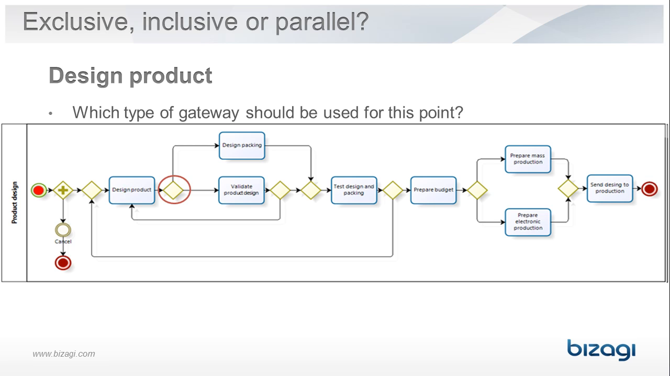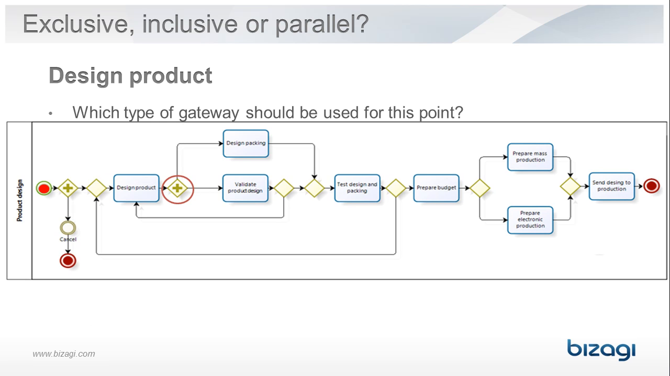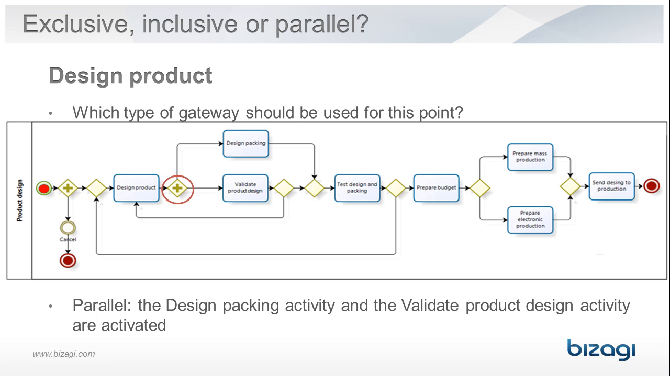Regarding the second gateway in the process, the following should be taken into account. The product design and its validation should always be performed. The packaging design is necessary only in some cases. If an exclusive gateway is selected, either the design packaging activity or the validate product design activity can be activated according to a condition. However, this does not enable us to validate the product design and the packaging design. If a parallel gateway is chosen, the design packaging activity and the validate product design activity are both activated. However, this does not enable the packaging design to be necessary only in some cases.